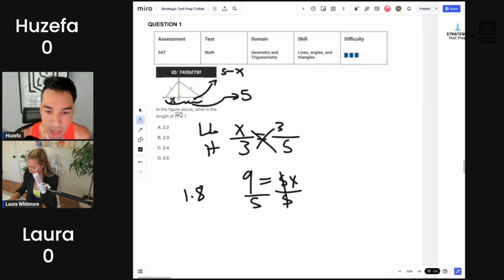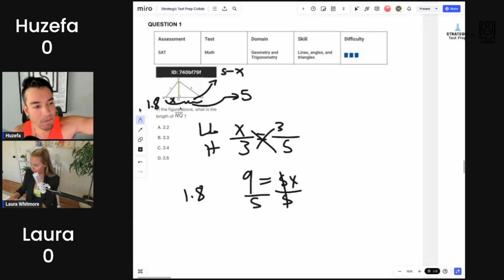But whatever, I'll leave it like that. So now I know that this side is 1.8, and now we can use Pythagorean's theorem if we want. We could also use another proportion, but I'm just going to roll with Pythagorean's theorem. And it's the first thing that popped in my head.